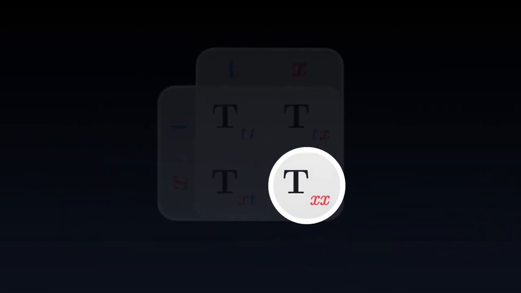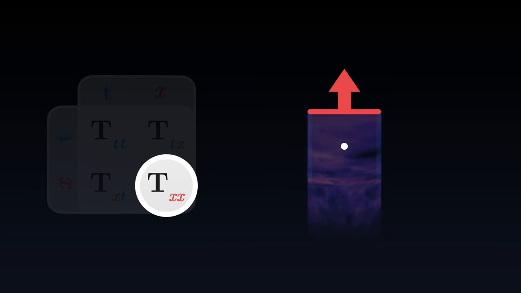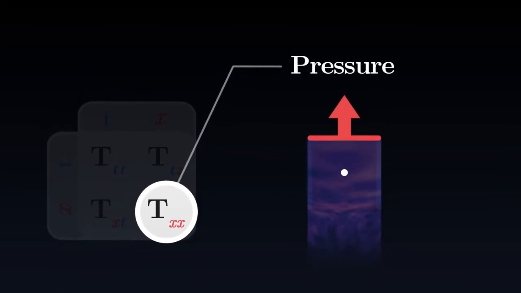Finally, the last component in the table measures how much motion through space is transmitted through space. This is more difficult to interpret because we must find a meaning to this transfer of motion through space. This is a tendency that energy has to push in one direction. It is commonly called pressure.